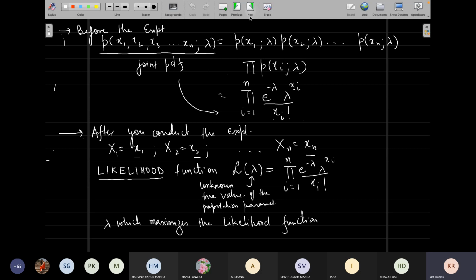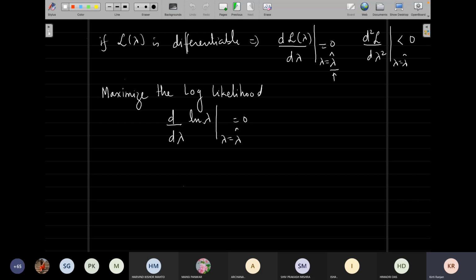One question you may ask is, am I justified in taking the log? Is it always doable? Whenever I have to maximize L, can I always maximize d/d lambda of log L? What does this mean? What will be d/d lambda of log L? It is 1 over L times dL over d lambda. Very good.